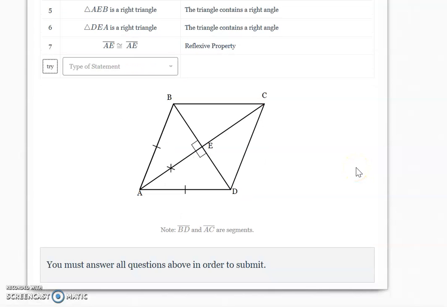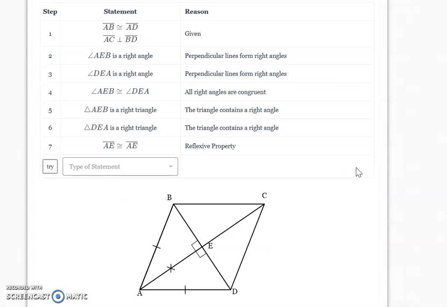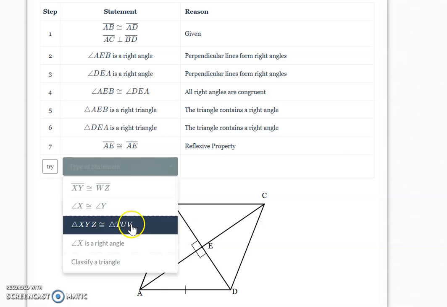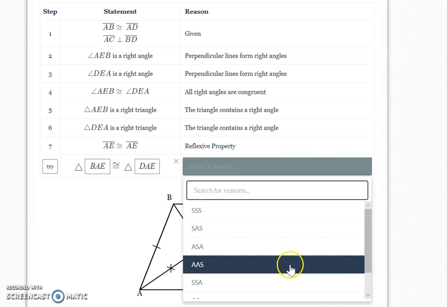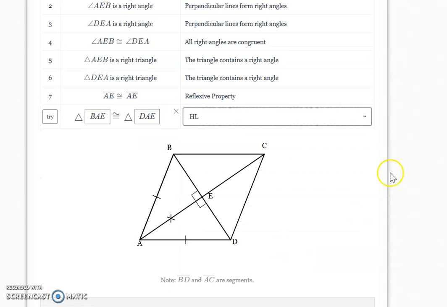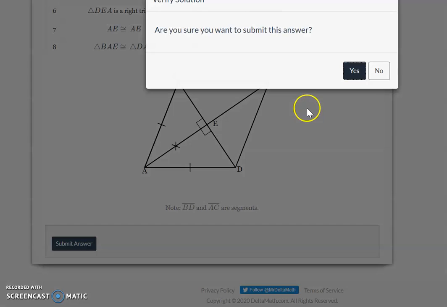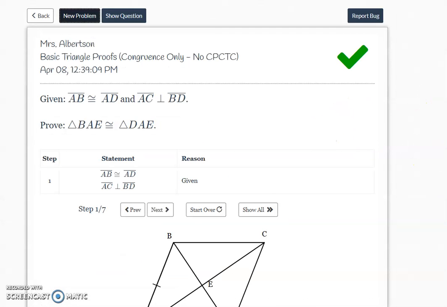And so now I think we took care of all of the requirements. So we knew that these were right angles because they were perpendicular, and then we knew those were congruent because all right angles are congruent. Then we know that's a right triangle and that's a right triangle, so then we used reflexive property. So now we can declare that our two triangles, which are BAE and DAE, are hypotenuse leg triangles. So let's fill that in and submit, and we got it.